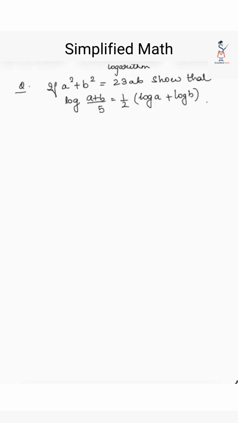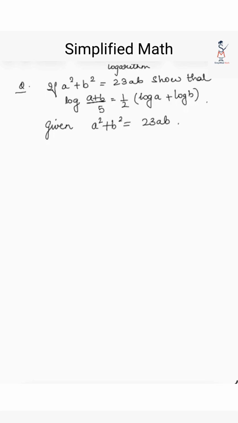Hi, we are doing logarithm. If a square plus b square is equal to 23ab, show that log of (a plus b) by 5 is equal to half in brackets log a plus log b. Now what is given to us? a square plus b square is equal to 23ab.